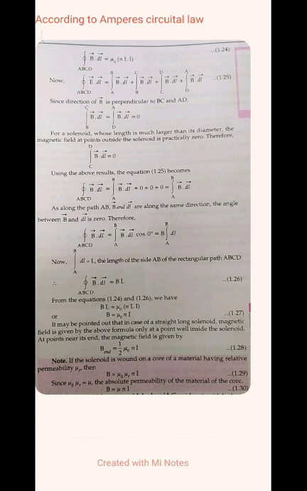Here mu naught mu r is the absolute permeability of the core. So in case of a core, when the coil is wound over a core of some material, then B is equal to mu NI, while for a hollow coil, it is equal to mu naught NI.